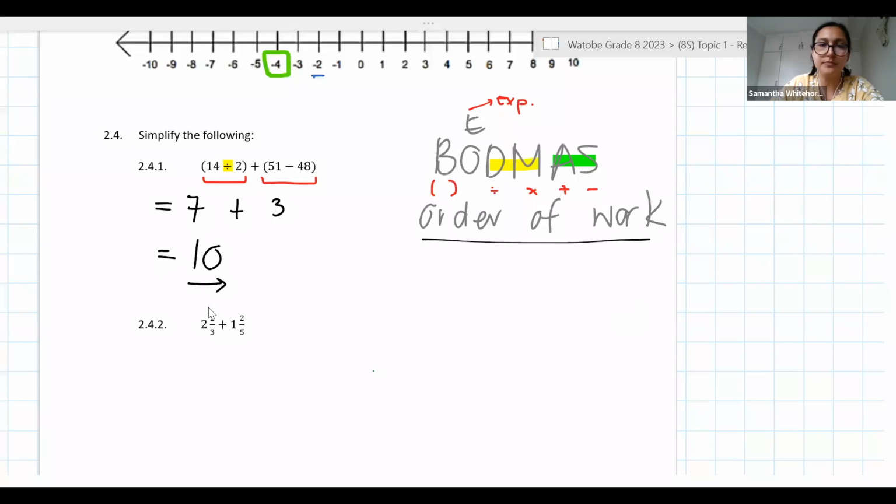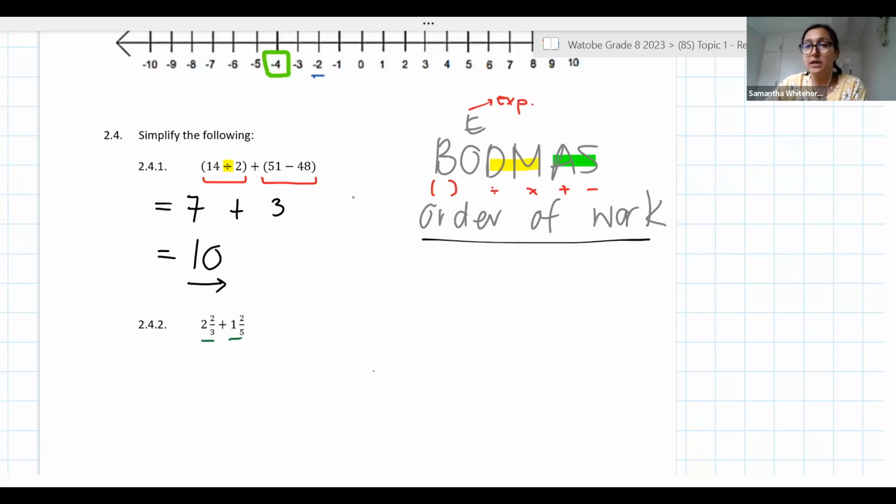Okay. Right, guys, let's have a look at 2.4.2. We've got some fractions here that we need to deal with. Now, who can tell me what type of fractions these 2 in this expression are? What type of fraction is 2 2/3 and 1 2/5? Awandla, what type of fractions are there? Ma'am, the fractions are mixed numbers. Excellent. Okay, so guys, these are what we call mixed numbers because you've got a whole number part of the value and then you've got a fraction part of the value.